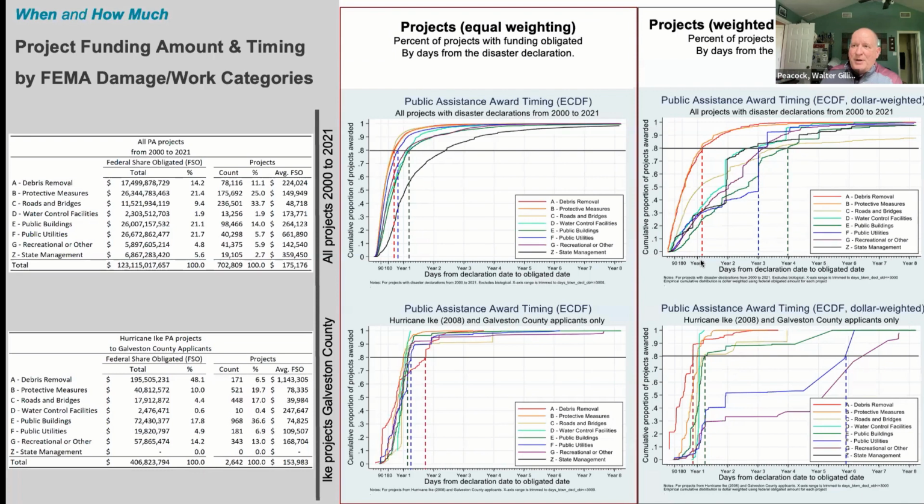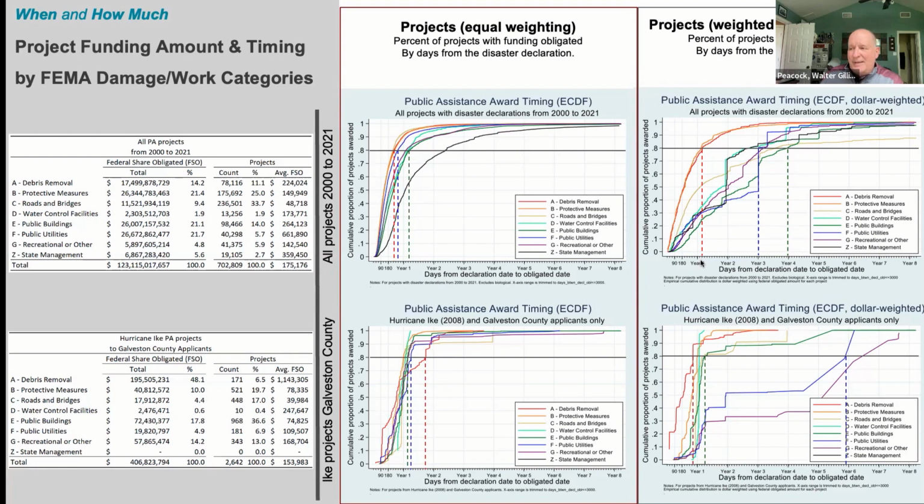This gives you a broad picture. The top 3 panels, the table and the 2 figures, are for all public assistance projects between 2000 and 2021. So you get a sense of the breakdown of the amounts of funds that have gone in, as well as a little bit of the timing. The bottom panels are all for Galveston County. If you look at the table, you can get a sense of the amount of funding for each of these different categories, the number of projects funded by the categories, and the average amounts funded for each of the projects in these categories.